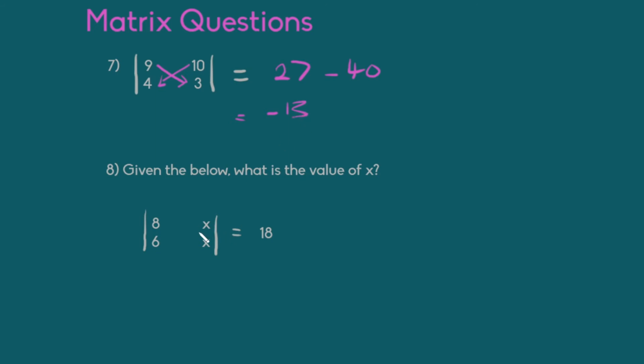Last question, again, we have a bit of algebra, but it's not going to be too tricky. We're going to think about 8 times x minus 6 times x. So that gives us 8x minus 6x. And we know that this equals 18. So we can think about this equation, 2x equals 18. And so x is going to equal 9.